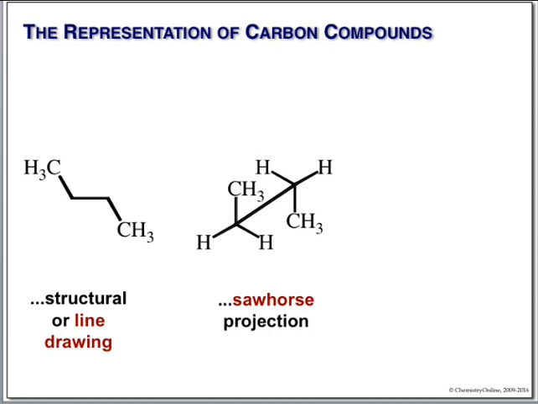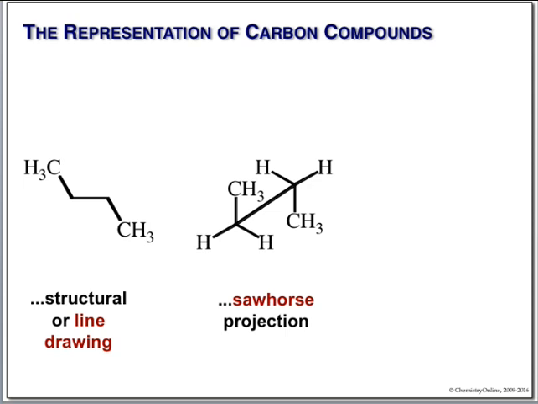This is our front carbon here and our back carbon there. In a sawhorse, we'll put in the hydrogens, probably not the carbons. So if you flip this upside down, it would look like a real sawhorse, but that's where it comes from. And this is useful if you want to look at the orientation of groups relative to each other.